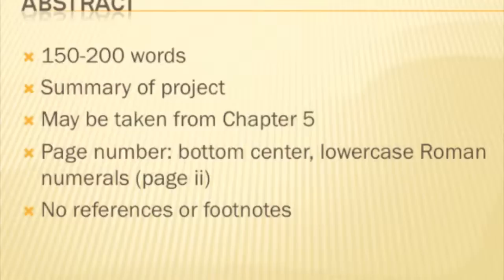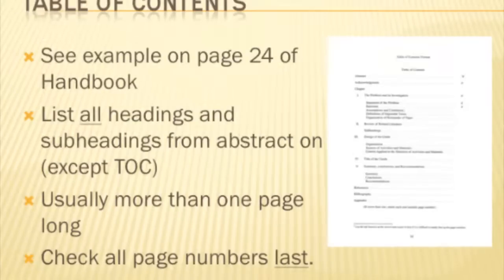Your table of contents must be formatted exactly. You can see an example on the right side of your screen and on page 24 of your Graduate Project Handbook. You must replicate the spacing, margins, and formatting of this page exactly. List all headings and subheadings that appear in your project, as well as the numbers of the pages on which they appear. This includes everything from the abstract to the appendices, except for the table of contents itself.